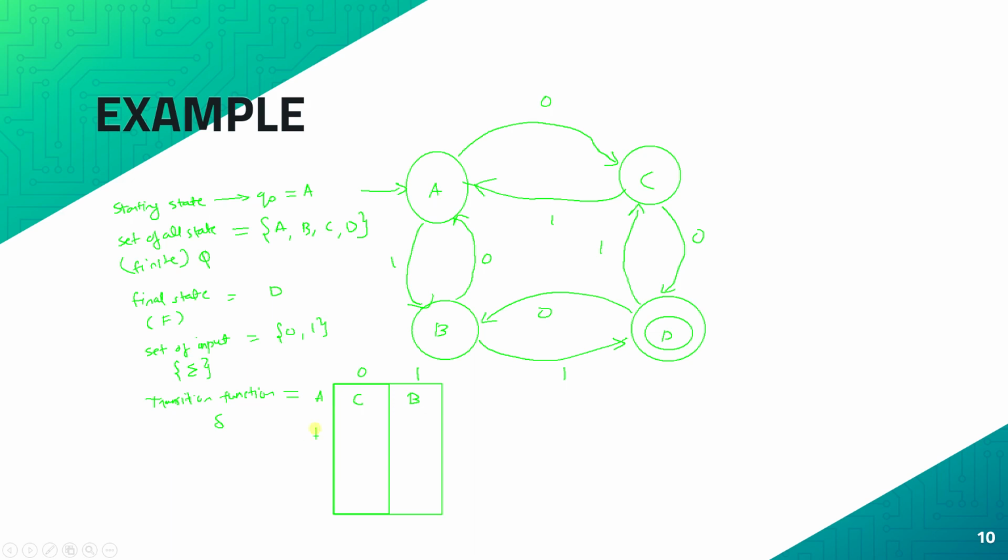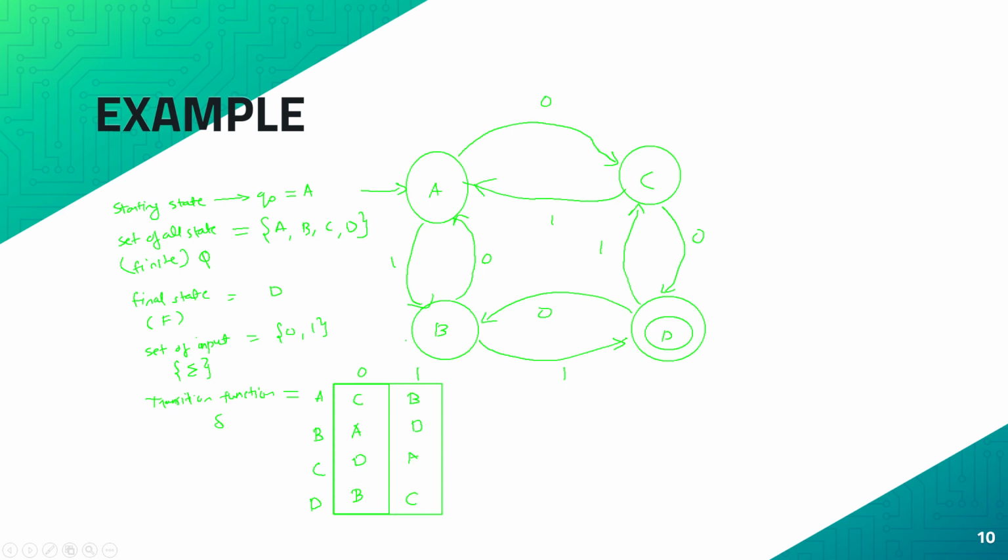After that, if you are in state B now, and you get an input 0, you go to state A, correct? And if you get an input 1, you go to state D. What about C? If you are in state C and you get an input of 0, you go to state D. And if you get an input of 1, you go to state A. And what about D? If you are in state D and you get an input of 0, you go to state B. And if you get an input of 1, you go to state C. So this is our transition function over here.